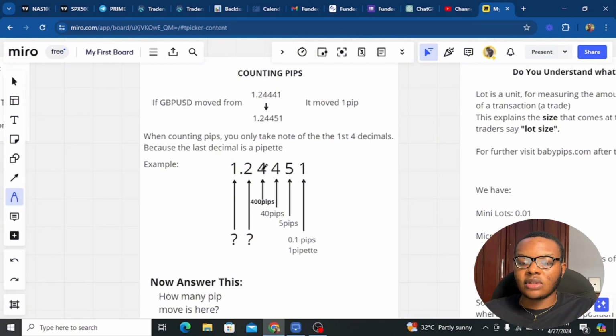So same thing applies. If you have this to be 5 pips, and this is 40 pips, and this is 400 pips, what do you think this is? Pause the video before I say it, and ask yourself, if you have this in 5 pips, 40 pips, 400 pips, what do you think this is? If you thought that this was 2,000 pips, you're correct. If your answer was otherwise, you need to take the video back a few seconds and watch.